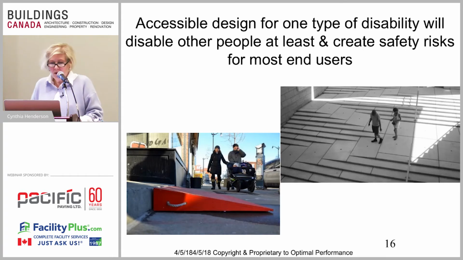Accessible design for one type of disability will disable other people at least and create safety risks for most end users. This stairway is to the courthouse in Vancouver. It's the Robson Plaza. It's fabulous, but it's very poorly designed because you don't have any railings, and people will definitely trip down those stairs unless you're able-bodied and very conscious of everything you see. And so it's quite interesting how beautiful design could be a bit better.